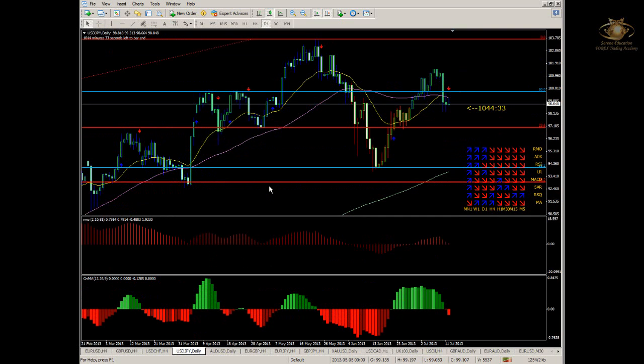On to the last pair of the day, the US dollar Japanese yen. Here again also what we saw with price recently getting above the 50% monthly fib retracement here, after a nice bounce on the 38.2 recently through mid-June.